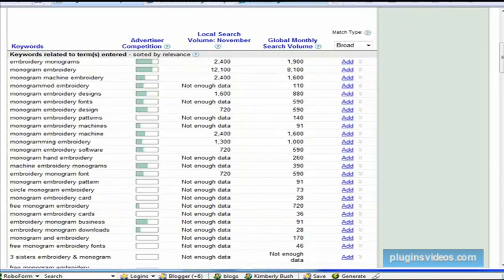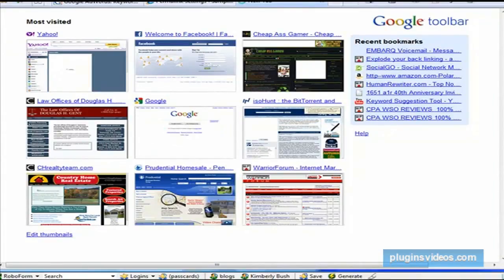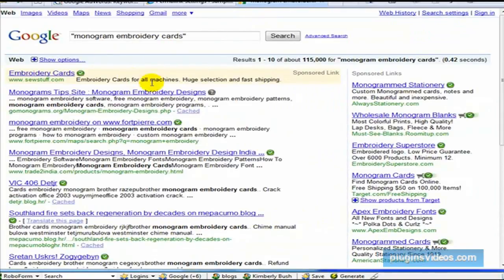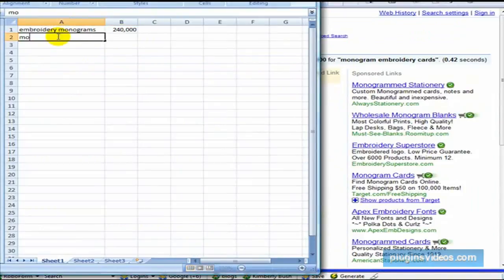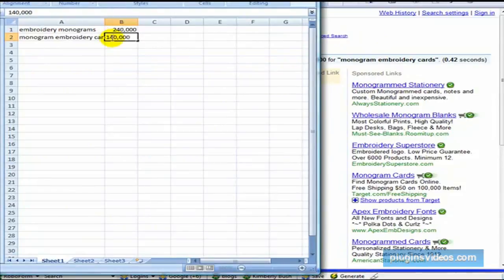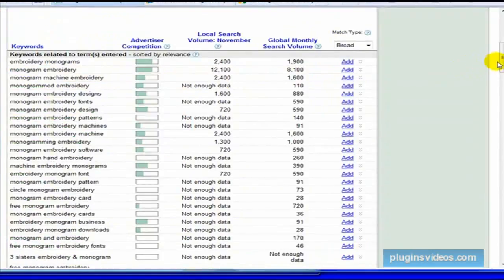Okay, I'm opening up a new window this time. I learned my lesson. And I'm going to search for monogram embroidery cards. Okay, this is something that has a competition level of 115,000. That is still pretty high. What is it? 115,000. My memory isn't what it used to be, huh? Okay. Alright, well, let's see what else we got here.